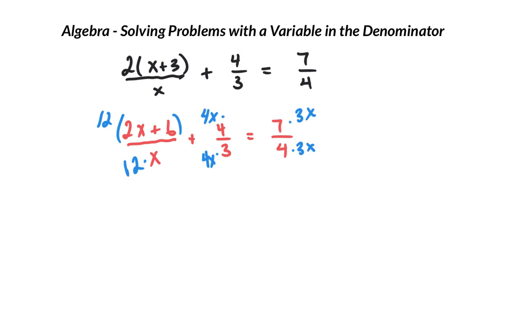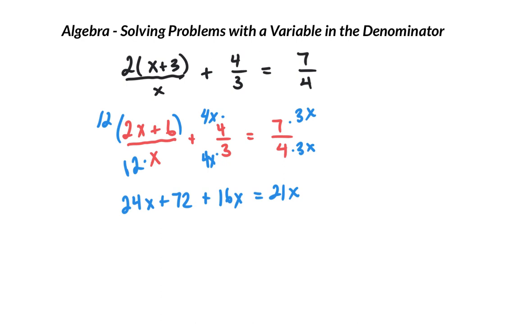So if I apply the 12 here to the top, I've got 12 times 2x plus 6. And then the 4x times 4. And 7 times 3x is 21x. And as I did in the previous video, we can certainly say all of this is over 12x, all of this is over 12x. But as long as we are consistent, every denominator is the same, I don't even need to write those down. They're all divided by the same thing.